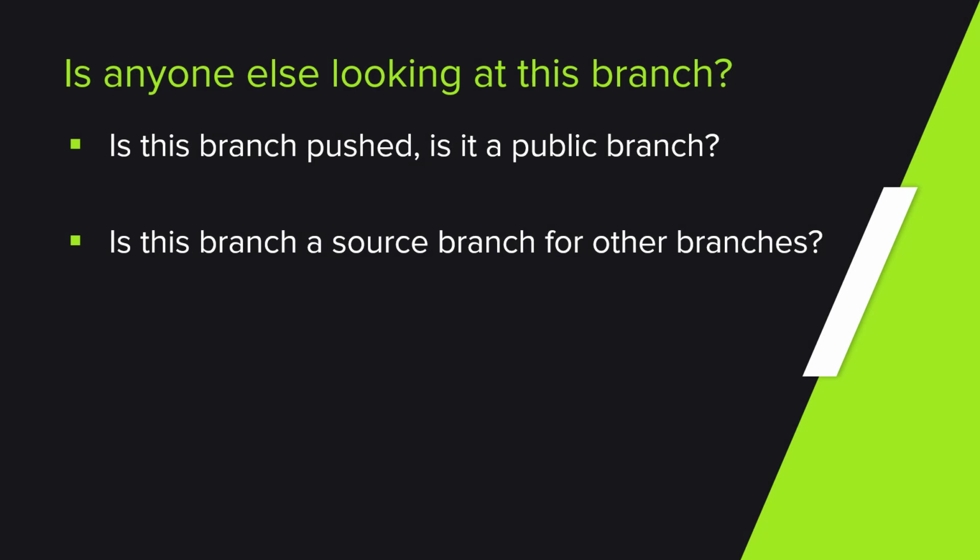How do I know if anyone is looking at this branch, you ask? Well, it's easy. Is your branch pushed? Any part of it that's going to be affected? Or maybe one of the affected commits is the source for another branch. Usually this happens if the commit is pushed, but it could be your own branch. Yes, you could be shooting yourself in the foot.